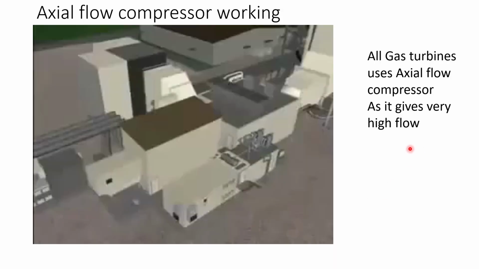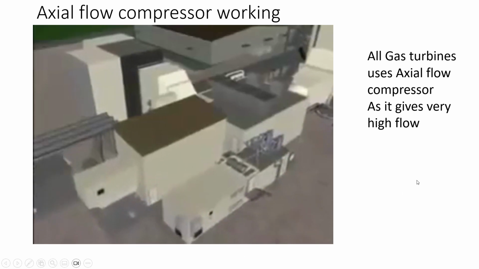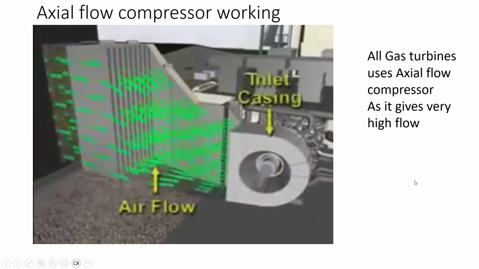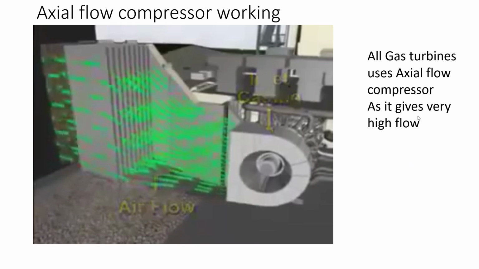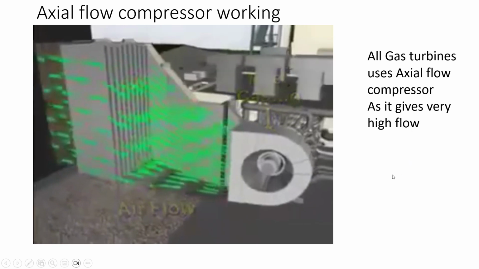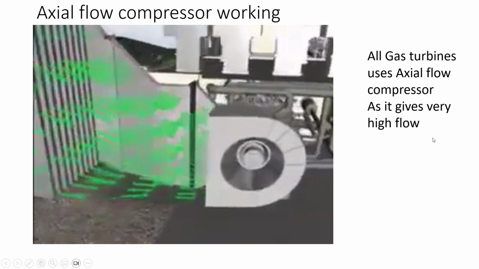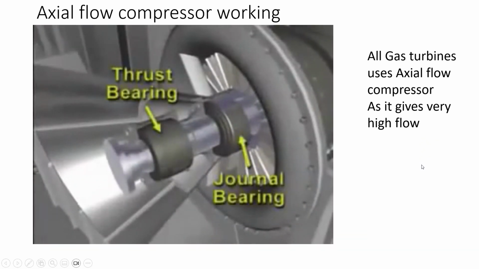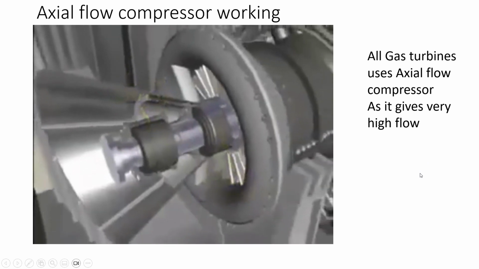All gas turbines use axial compressors, and it gives a very high flow. Now here we will be seeing the air inlet casing. The inlet casing provides a smooth transition flow of air from the filters through the silencers and into the axial compressor. The inlet casing also provides access to the thrust bearing and the inlet journal bearing.